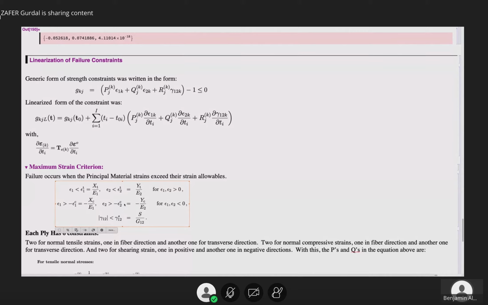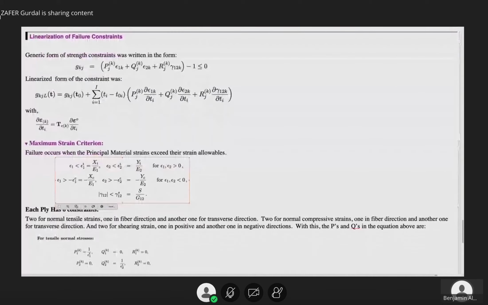So I have 2 more constraints here. And then absolute value of gamma 1, 2 is less than or equal to shear allowable. If we write it as absolute value in the calculation, it will be 1 constraint. If I impose that as gamma 1, 2 plus shear must be less than or equal to gamma 1, 2 shear, and then the other one is gamma 1, 2 must be less than minus gamma 1, 2 in shear. So those will be the 6 constraints.